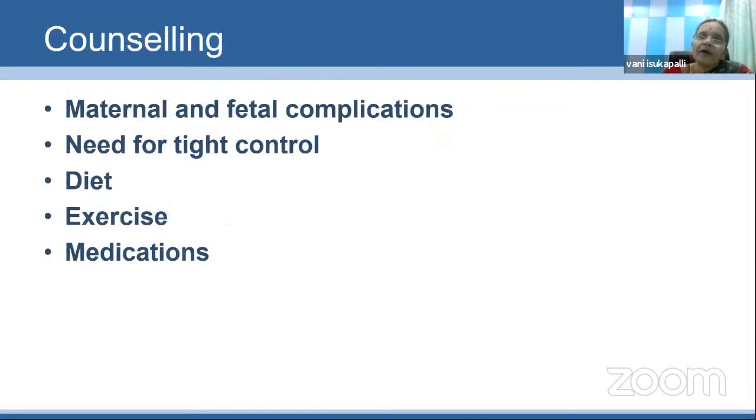All diabetic women who want to conceive need very thorough counseling that pregnancy would be slightly complicated both from the mother's side and the fetal side. Therefore, they need to have strict glycemic control, need to follow certain dietary advice, need to practice certain physical exercises, and should be very, very strictly compliant in using the medications.